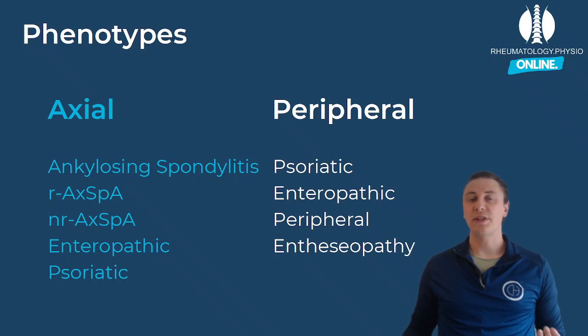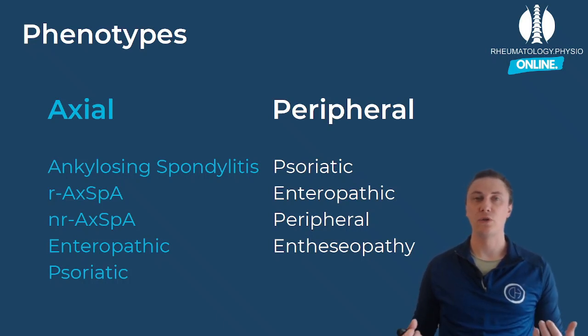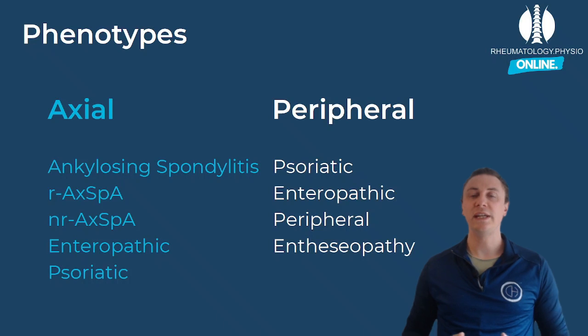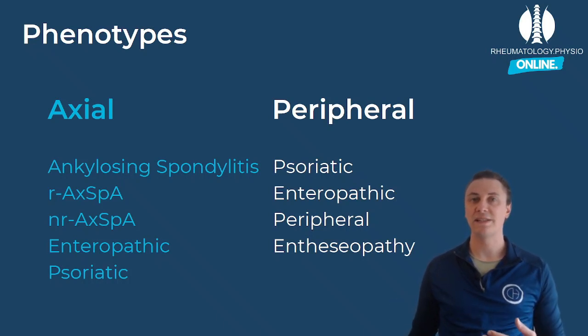So the phenotypes that we're going to get in the peripheral disease, you can see the axial ones there, and of course we talked about that specifically in the axial spondyloarthritis module. These are mostly going to be psoriatic related, so related to psoriasis or psoriatic arthritis would be their term. Probably around 75% of the peripherally dominant spondyloarthritis patients are going to be related to psoriatic arthritis.